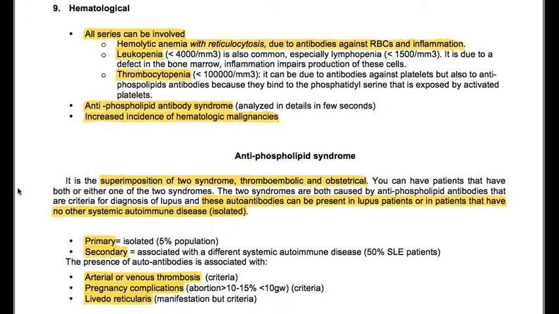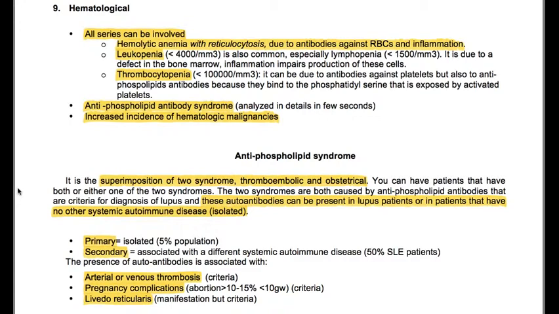We have antiphospholipid antibody syndrome, where we have an increased incidence of hematologic malignancies. Antiphospholipid antibody syndrome is the superimposition of two syndromes, thromboembolic and obstetrical. You can have patients that have both or either one of the two syndromes. The two syndromes are both caused by antiphospholipid antibodies that are criteria for diagnosis of lupus, and these autoantibodies can be present in lupus patients or in patients that have no other systemic autoimmune disease, so isolated.